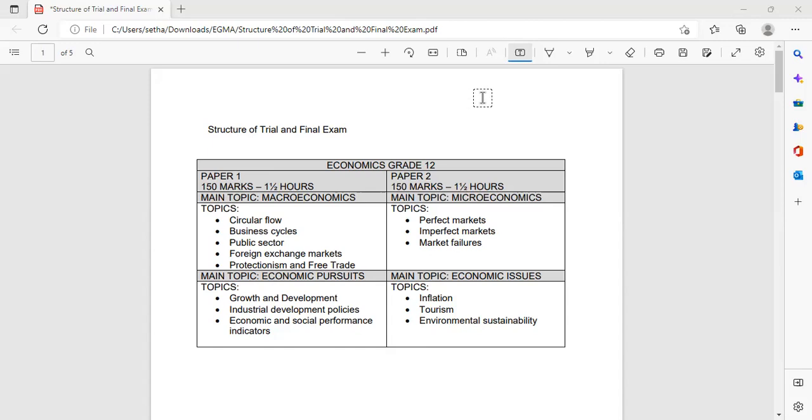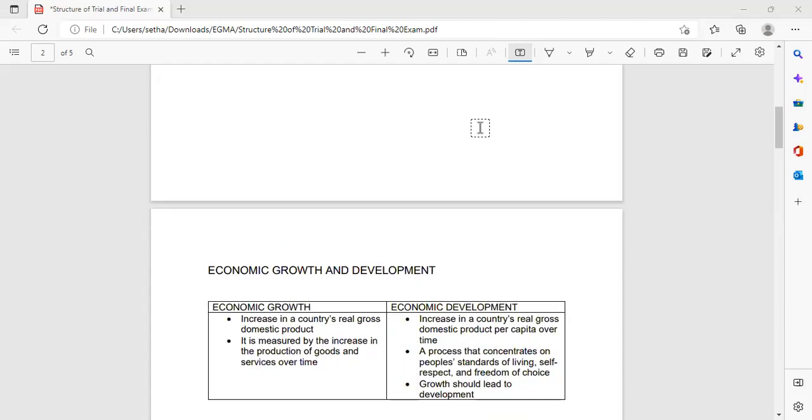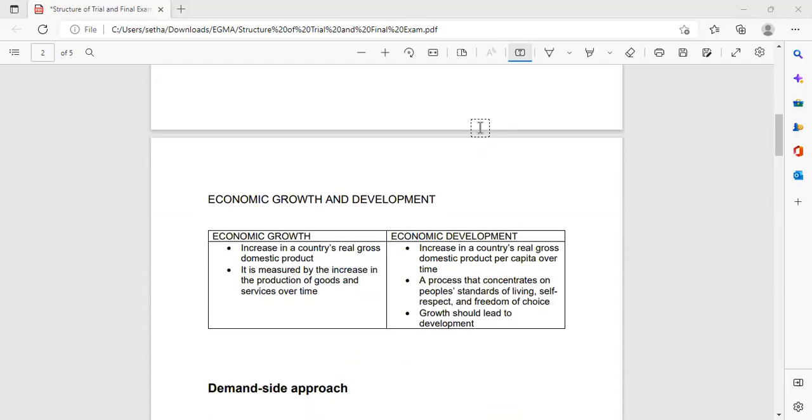Moving on to the first topic of the day, which is economic growth and development. So most learners confuse the two. The difference between the two is that economic growth is an increase in a country's real GDP, which is the value of goods and services produced within the borders of a country in a year or given period.